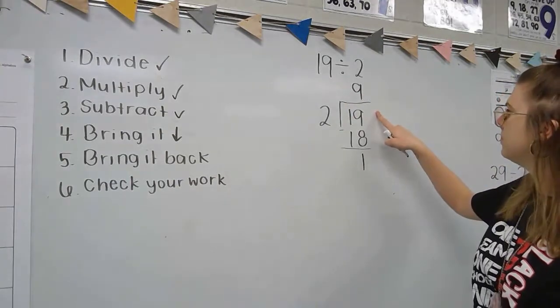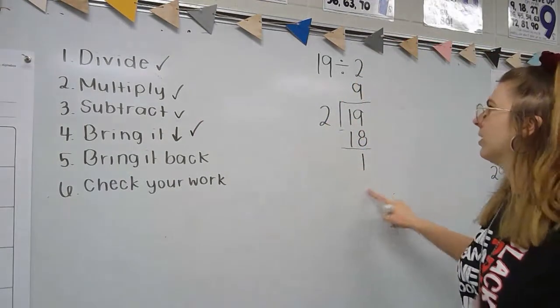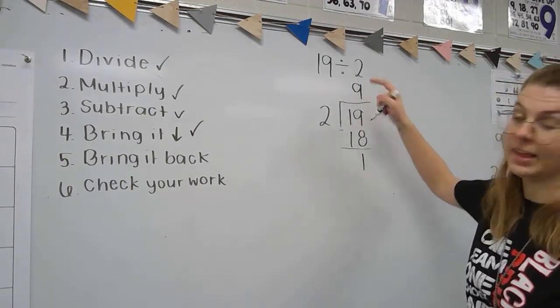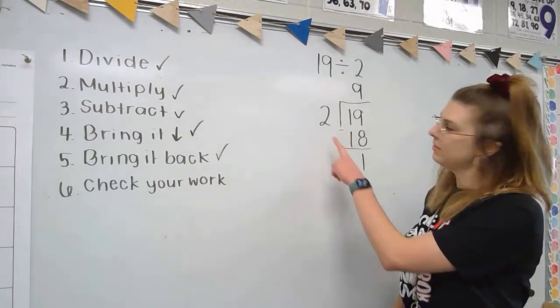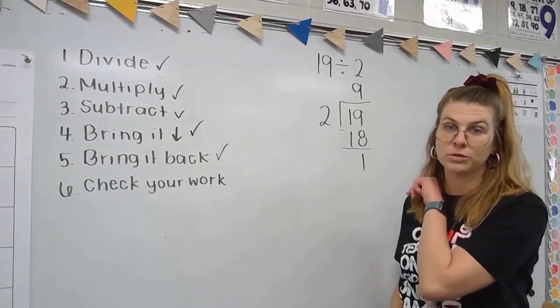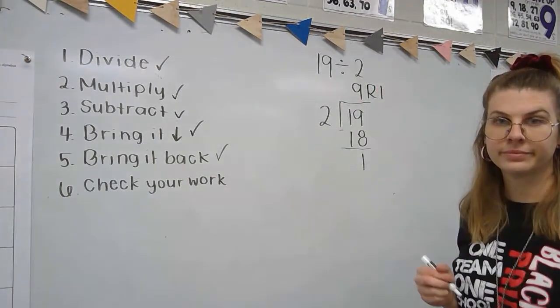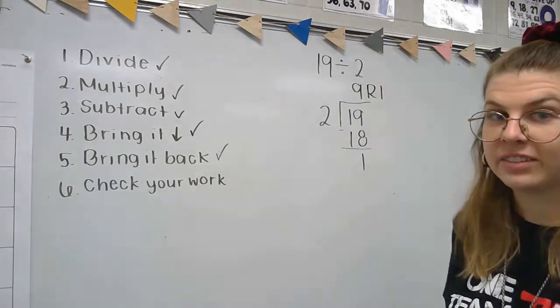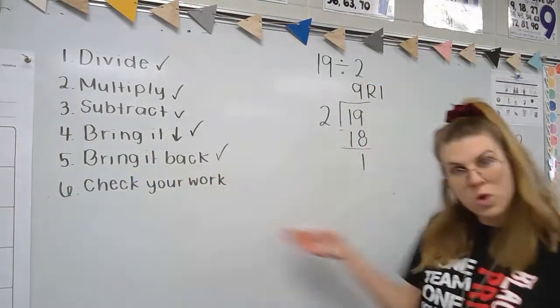Bring it on down. Nothing to bring down. Bring it on back. Nothing to bring back. Because 1 is so small, I can't pull any more groups of 2 out. That's our remainder. You can probably guess what's next, guys. We are going to check our work.